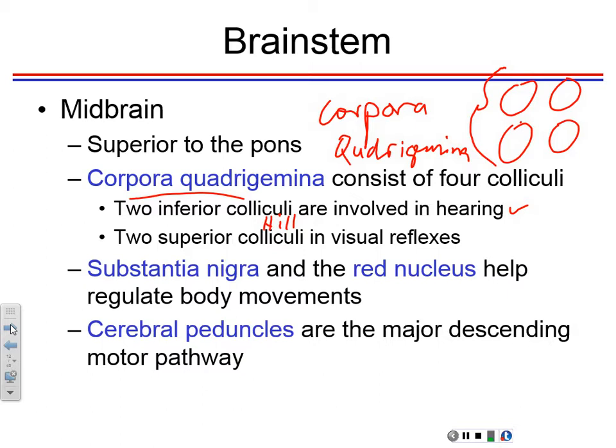There are other nuclei, or groups of neurons, in the midbrain that are named after color, because of what happens in the metabolism there. The substantia nigra literally means black substance.